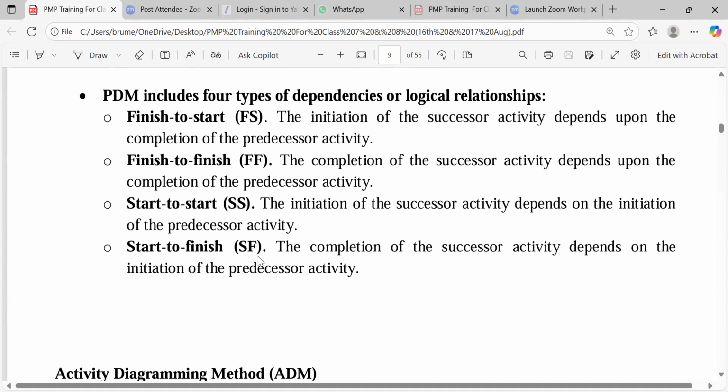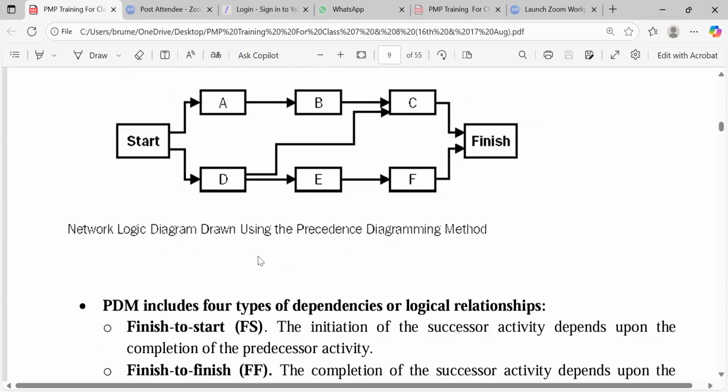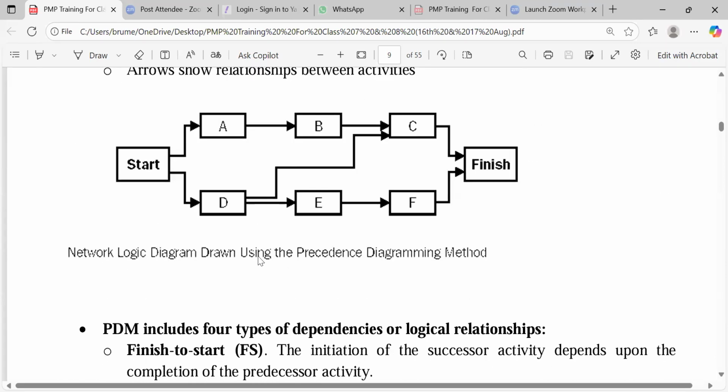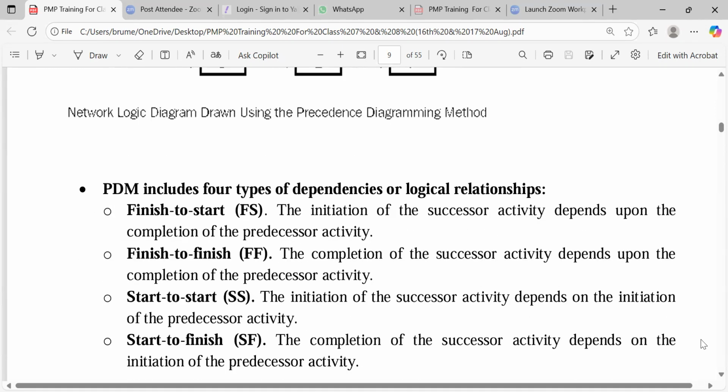Then we have the start-to-start relationship. A and D have a start-to-start relationship. Let's go and look at them. Do they have a start-to-start relationship, A and D? Yes. That's how it works. Very simple.